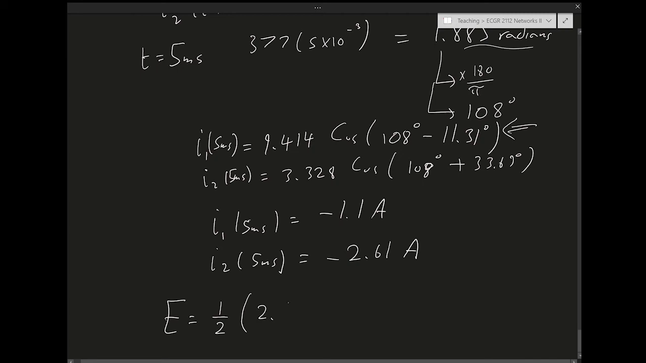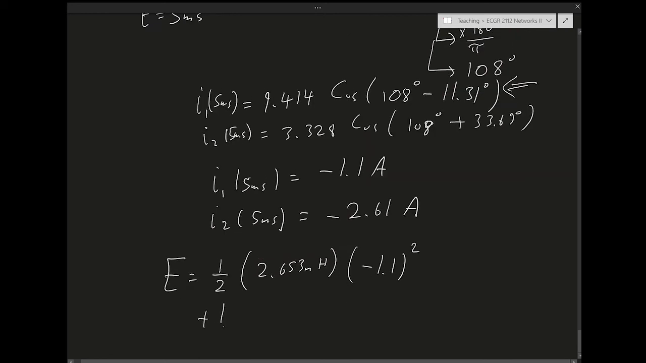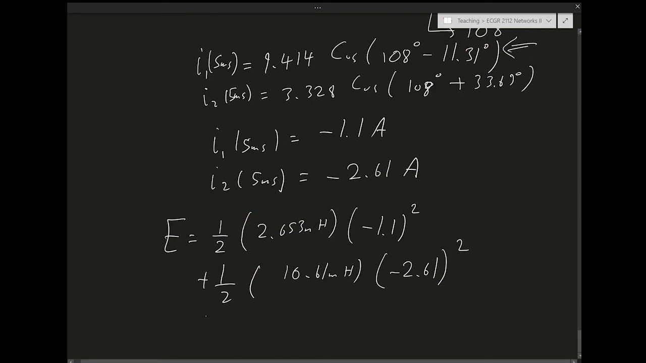Right? Energy now is just half L1, which is 2.653 millihenry, I1 squared, plus half L2, which is 10.61 millihenry, I2 squared, which is minus 2.61 squared, right? And now comes the mutual term. In this case, it's minus M I1 I2.